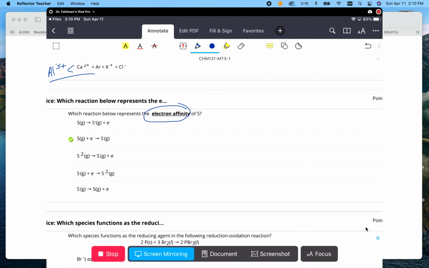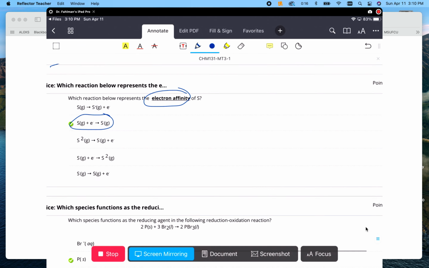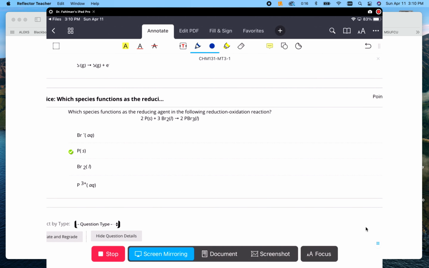Electron affinities, this is just a definition, so it means picking up an electron. And then the last question, a reducing agent, that means it's being oxidized. And so phosphorus is going to phosphorus 3 plus, so that means that's the reducing agent.